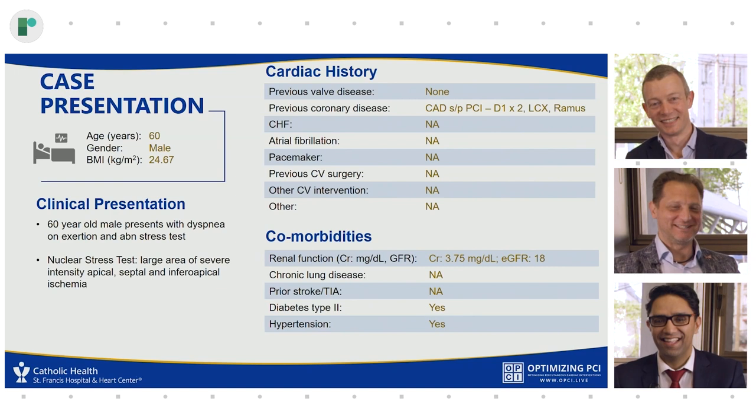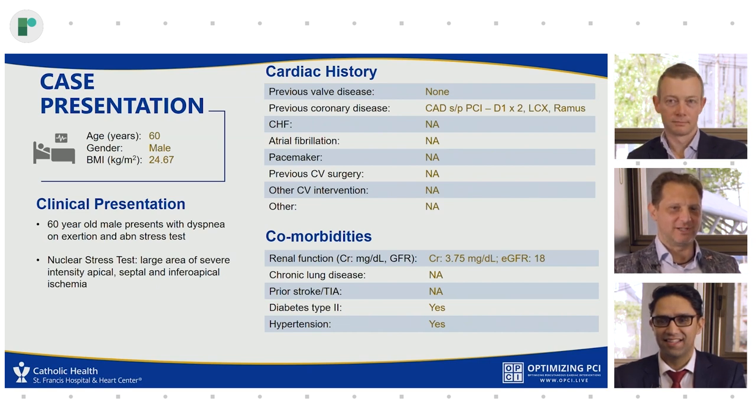So let me go through the case real quick. A 60-year-old comes in with pretty significant exertional dyspnea, who had also an abnormal stress test with a large area of apical, septal, and infraapical ischemia. His history is that he had previous stents in the diagonal branch and the circumflex, as well as the ramus. Otherwise, no significant cardiac history, but his main comorbidity is impaired renal function.